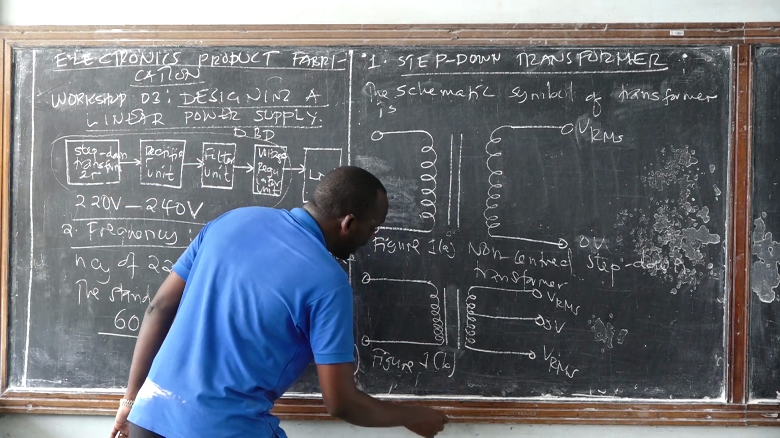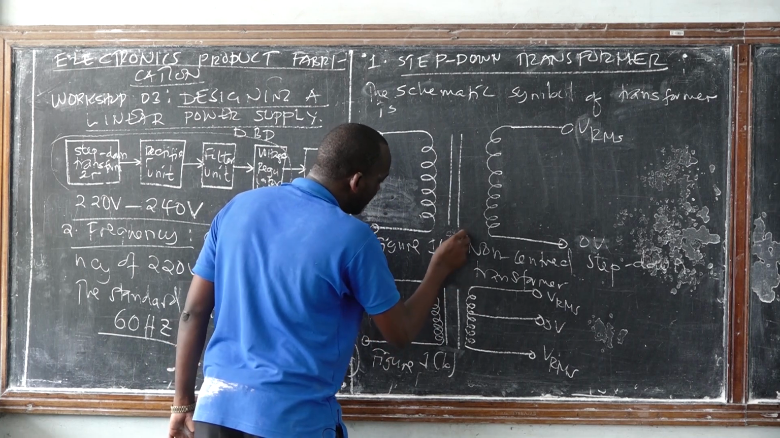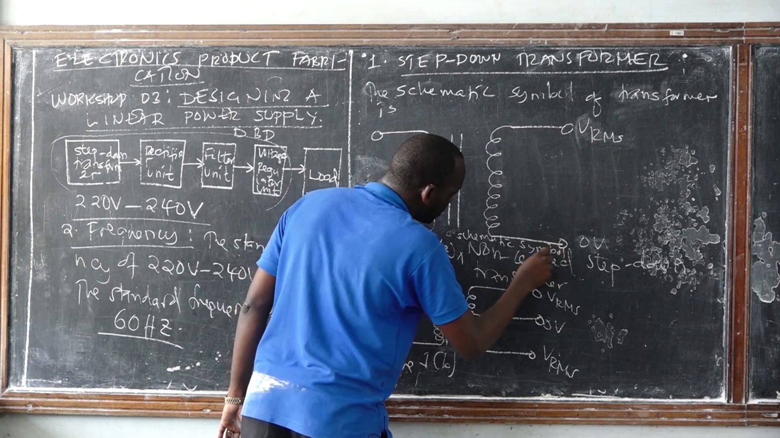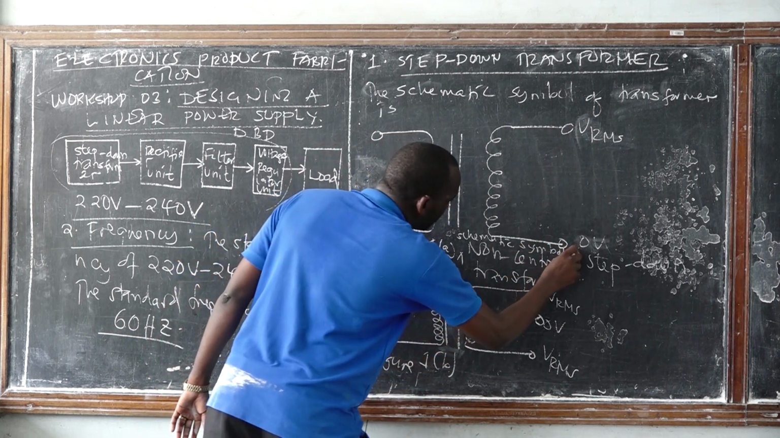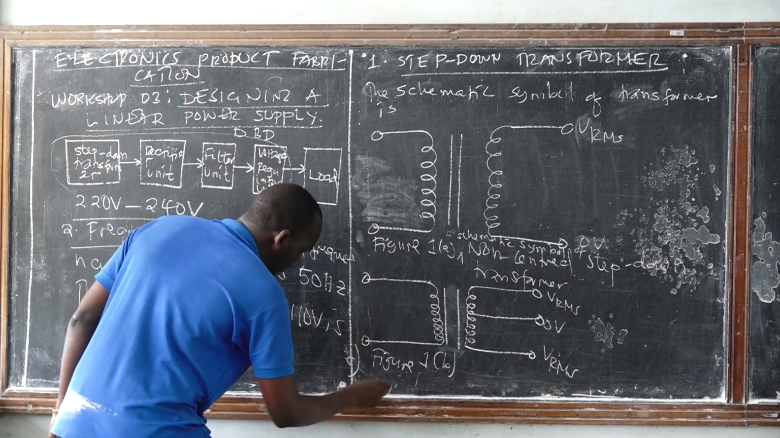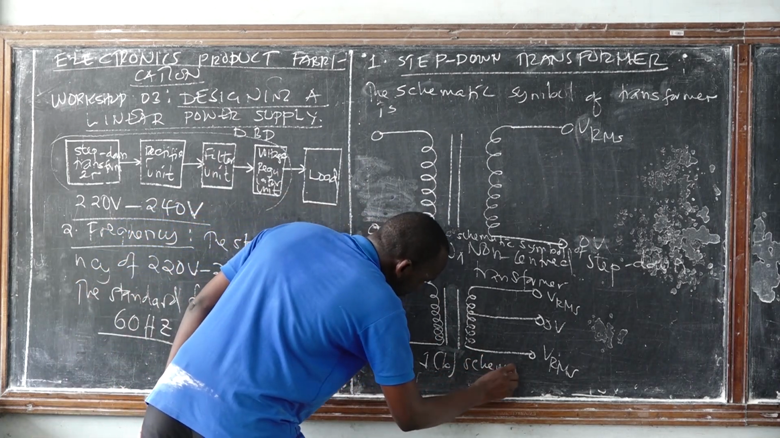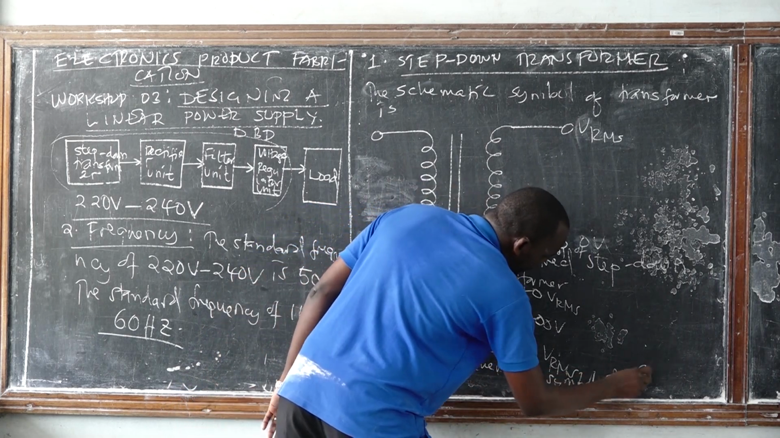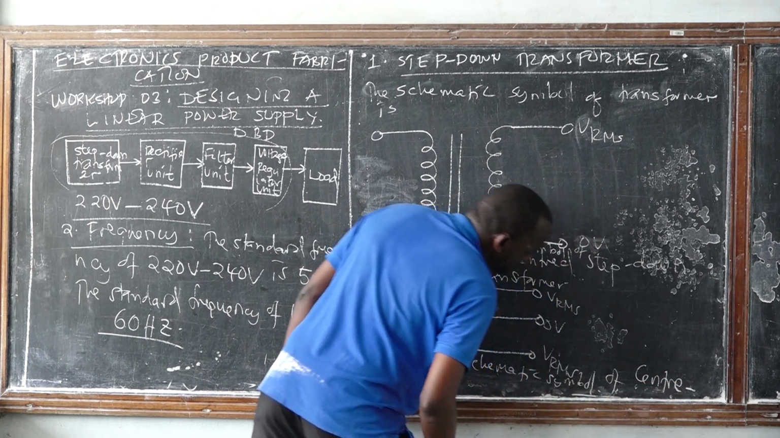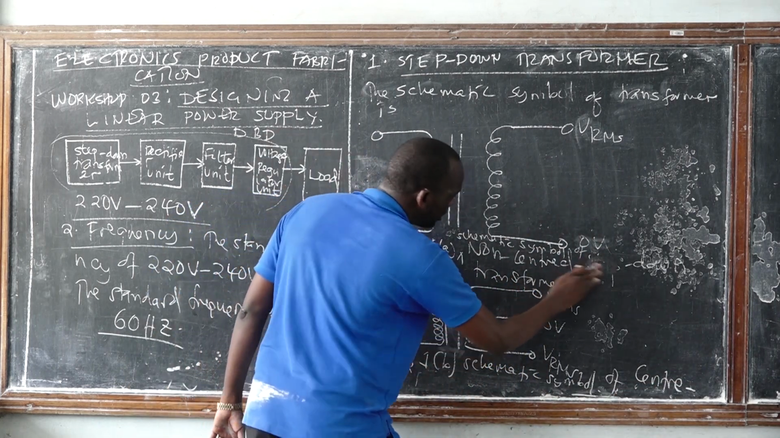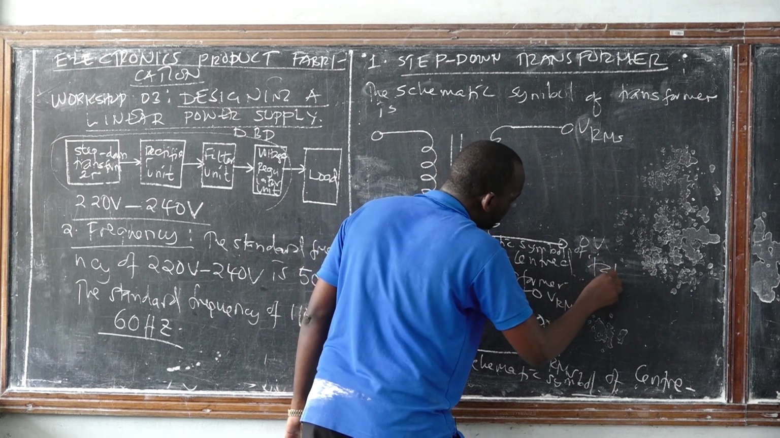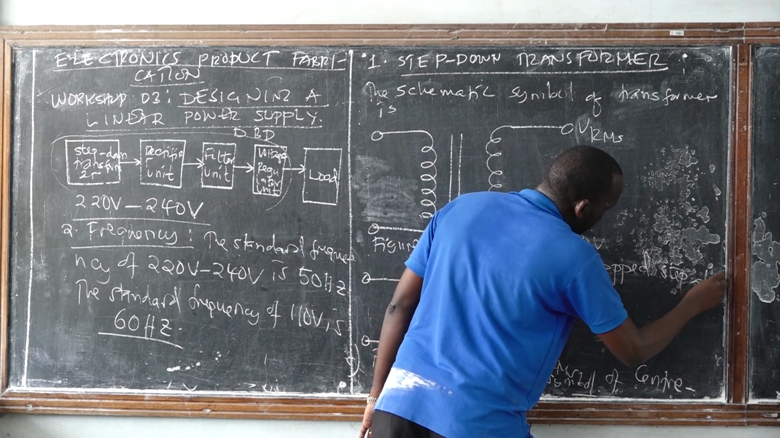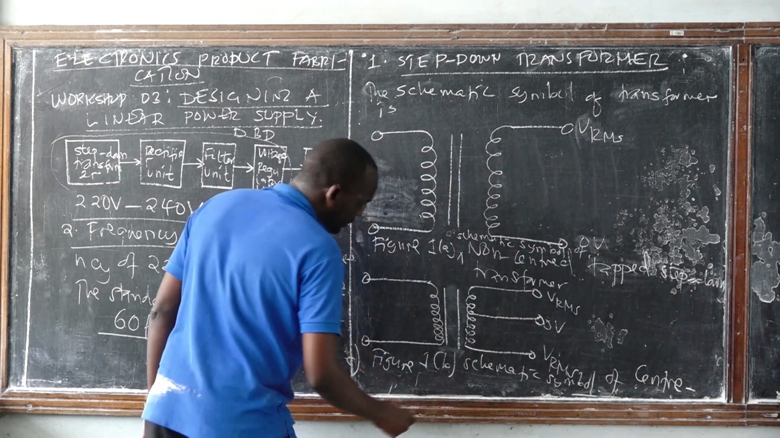So you have to write the schematic symbol of the non-centered step down. And this is the schematic symbol of the centered tap step down transformer. Sorry, I forgot: centered tap. This is the centered tap step down transformer.